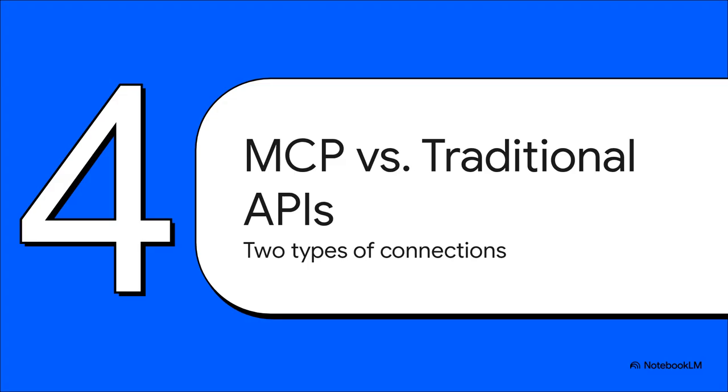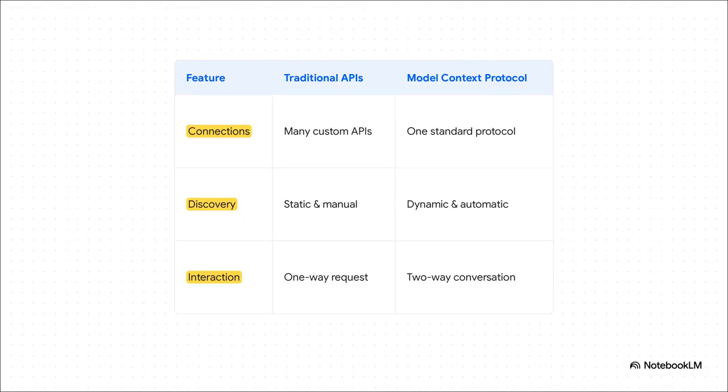Now, you might be sitting there thinking, okay, hold on. This just sounds like another API. And you're not wrong. It's related. But the difference is absolutely crucial, especially if you're trying to build AI systems that are powerful and actually flexible. This table just lays it out perfectly. With old-school APIs, you have that messy, tangled web of custom connections. With MCP, you have one standard protocol. Traditional APIs are static. A developer has to read a bunch of documentation and hard code everything. MCP, on the other hand, allows for that dynamic, automatic discovery we just talked about. And maybe most importantly, APIs are usually just one-way commands. MCP is designed for a true two-way conversation, which is exactly how intelligent AI agents need to work.